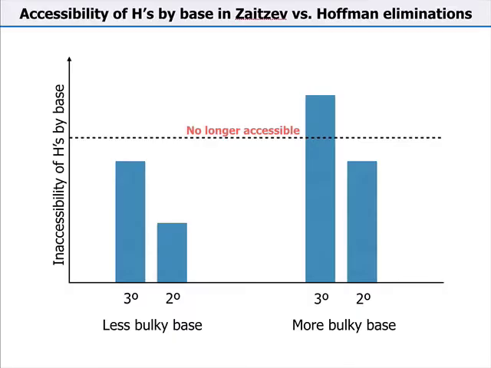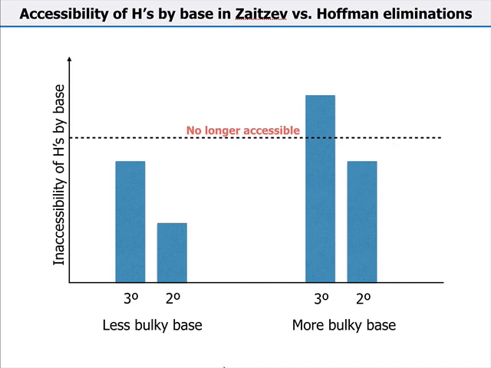What's going on there is that if you have a less bulky base, the tertiary is slightly more inaccessible than the secondary. And if we increase the bulkier base, we're going to decrease the ability, or increase the inaccessibility of the tertiary, and we're going to do it to a certain point where they cross some threshold of being no longer accessible.